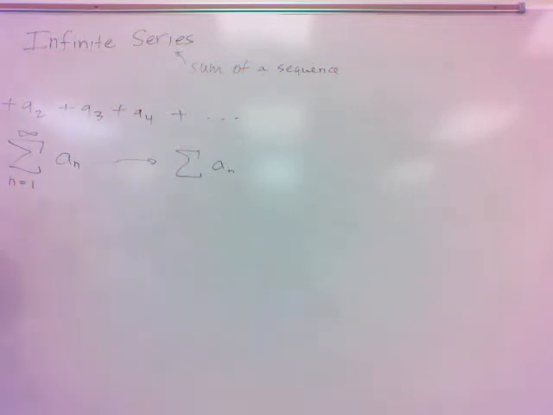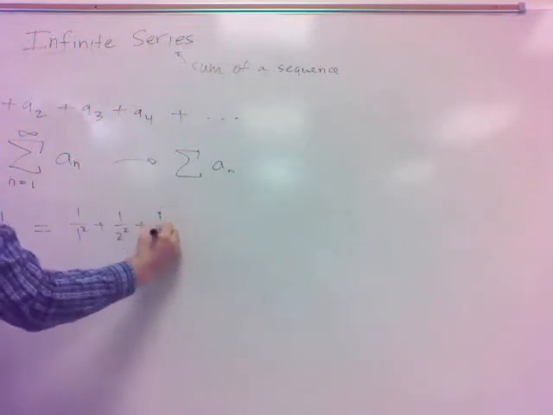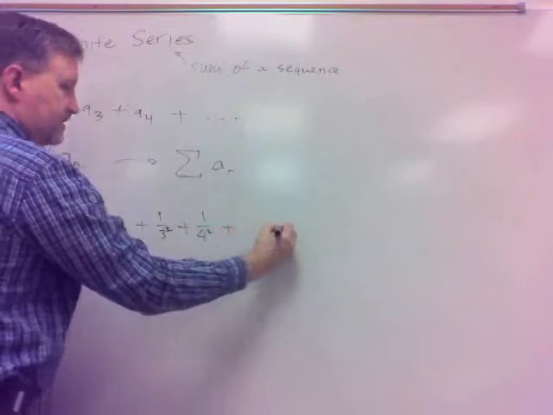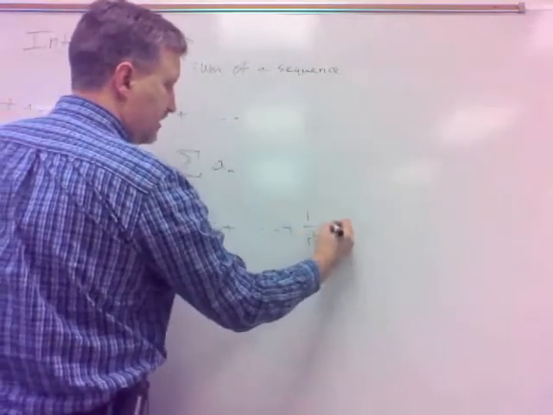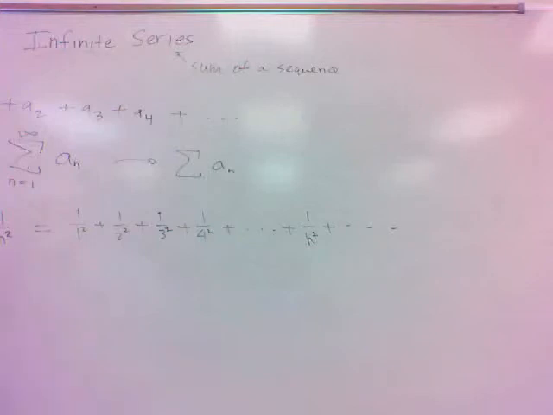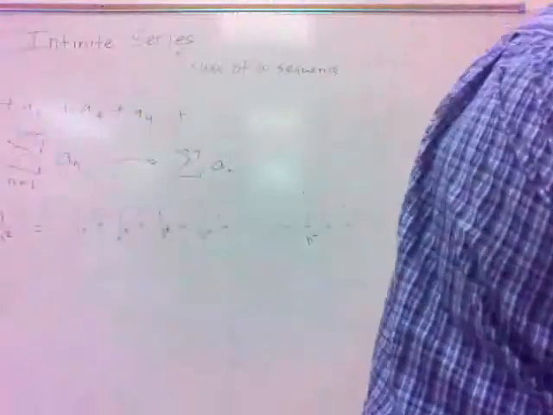So, for example, what would this series be? Sum of the 1 over n squareds. Well, it would be 1 over 1 squared, 1 over 2 squared, 1 over 3 squared, 1 over 4 squared, plus dot dot dot, 1 over n squared, plus, though it goes out infinitely. So it doesn't stop anywhere. It just keeps going and going like the Energizer Bunny there. Okay? Doesn't ever stop.